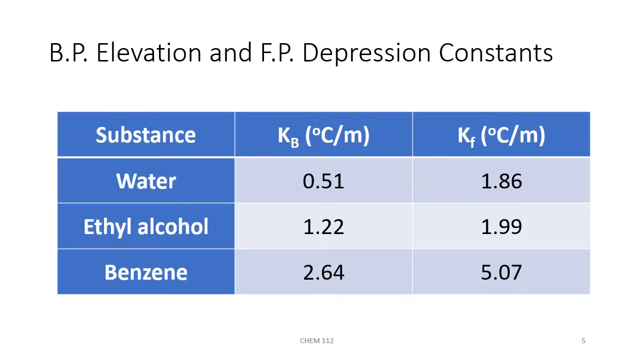Here are some common boiling point elevation and freezing point depression constants to have on hand while you're doing your homework. Commonly, we'll have aqueous solutions, so that means the solvent is water. The Kb for water is 0.51 degrees C per molal, and the Kf is 1.86 degrees C per molal. Ethyl alcohol has a Kb of 1.22 and a Kf of 1.99, and benzene has a Kb of 2.64 and a Kf of 5.07. So make sure when you're looking at the problem that you're reading what the solvent is, and then you're using the correct depression constants or elevation constants for that solvent.